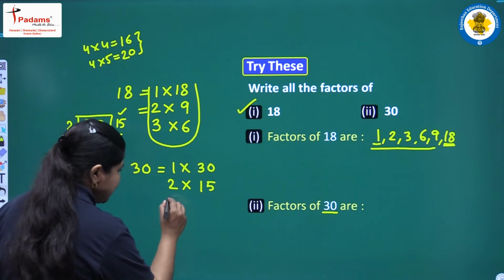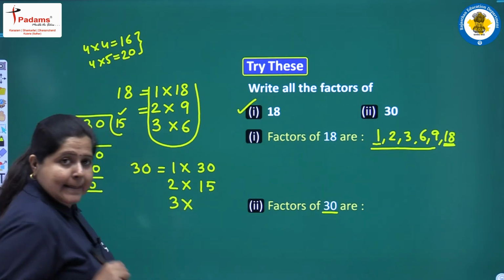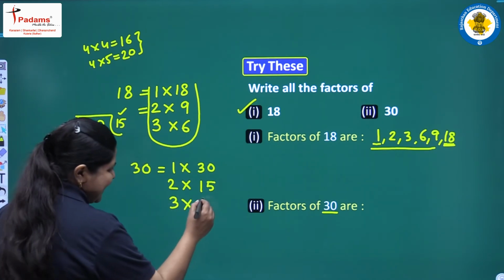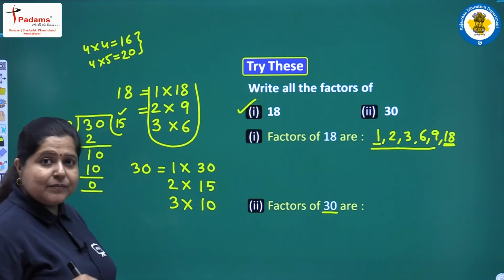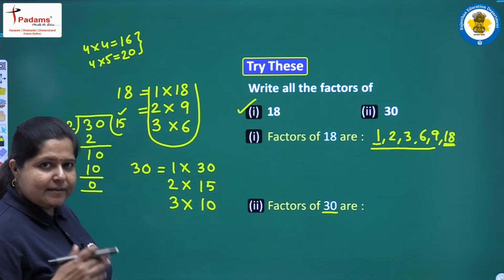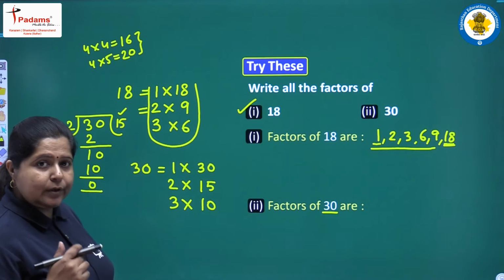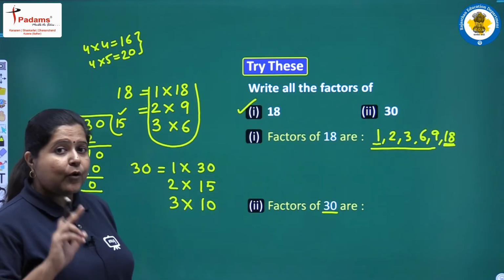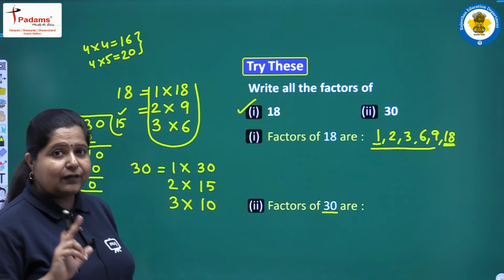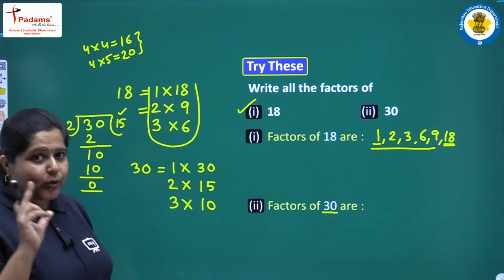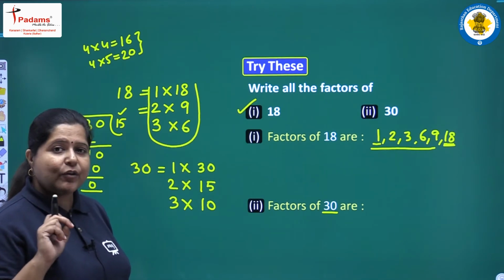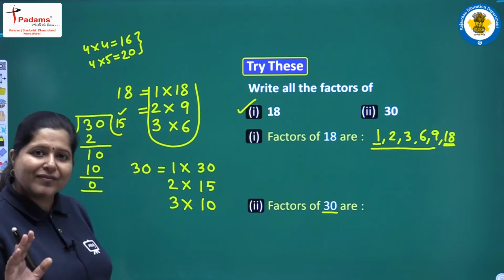Then we come to the table of 3. 3 10s are 30, yes. Then we come to the table of 4. Is there 30 in the table of 4? You can just think, 4 7s is 28 and 4 8s is 32. So the number 30 is missing in the table of 4. So 4 is not a factor of 30.